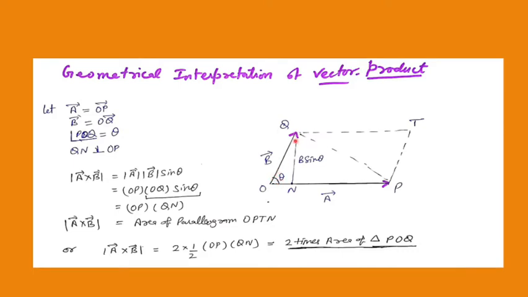Now if you complete the parallelogram, you can complete the parallelogram OQTP. You draw the projection from Q on OP, then of course this ON will be equal to B cos theta, as we have already discussed in dot product, and this perpendicular line will be equal to B sin theta. That you can also verify from your previous knowledge, like in the right angle triangle, sin theta is perpendicular upon hypotenuse. Perpendicular means QN divided by B.